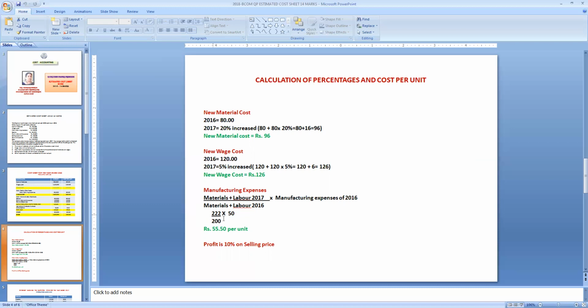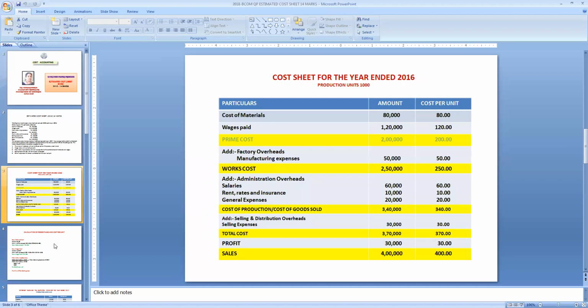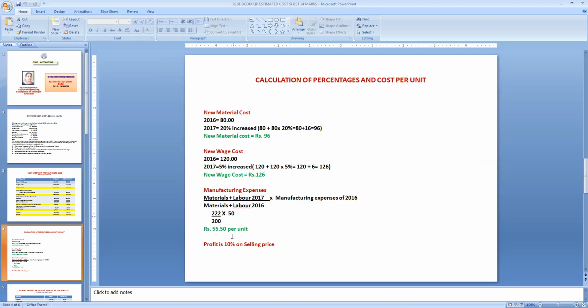So here, when we calculate materials plus labor, the new material cost and new wage cost should be added. Therefore, 96 plus 126 will become 222. The previous year's material cost and wage cost is 200, into the manufacturing expenses for the previous year, which we calculated per unit as 50 rupees. Therefore, 222 by 200 into 50 is the manufacturing expenses for the year 2017. It is 55 rupees 50 paisa per unit. Now we'll have to calculate the profit of 10% on selling price.